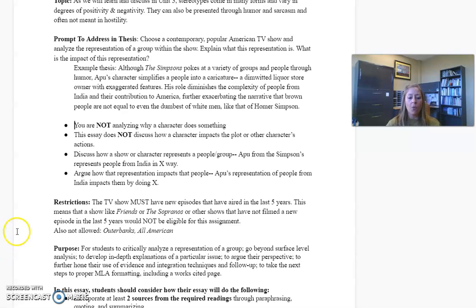Purpose. For this paper, okay, we have a purpose, and that is to go beyond surface level analysis and to really have in-depth explanations of a particular issue, to argue a perspective, and to really hone in on how you support your argument with evidence, how you integrate that into the paper, how you follow that up to explain yourself. And then, of course, taking our next steps towards MLA.